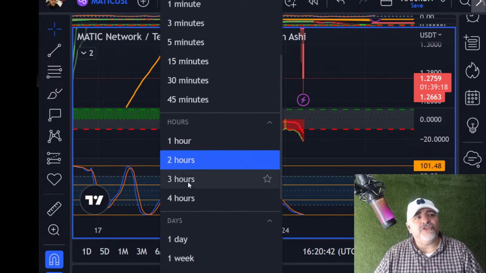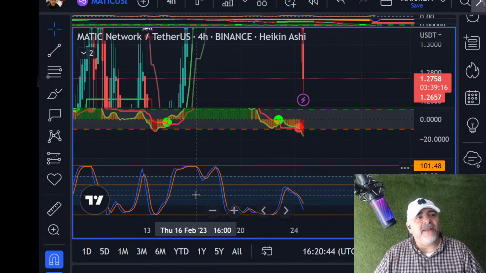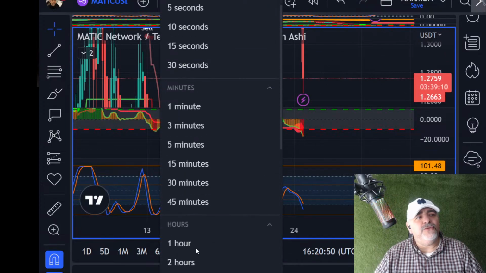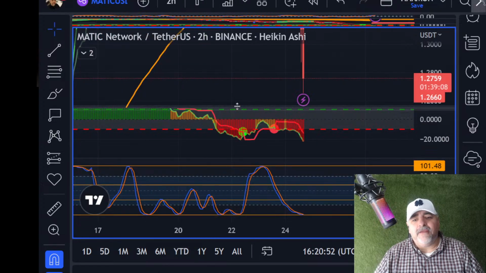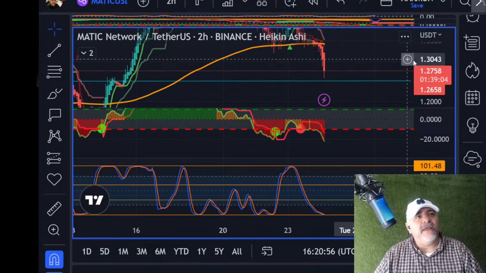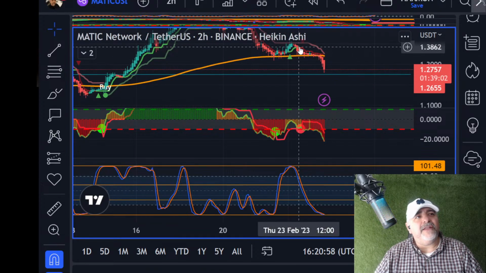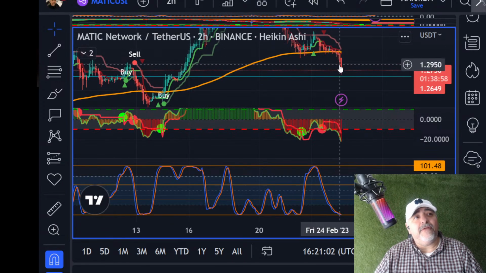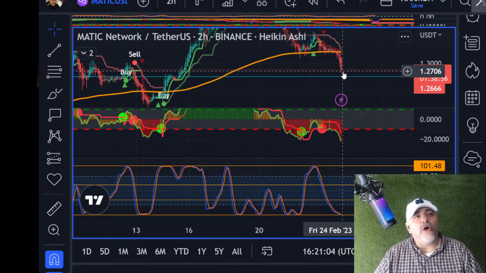There's not much more shorts left in Matic right here. It's going to have some type of bounce. The 4 hour is still heading down. It's still red. The 2 hour is, like I said, still heading down and it is red. And normally when the 2 hour goes red, it does give some type of big move. And that's the big move right there. That's the big move. So I feel like we already have our big move on Matic, right?